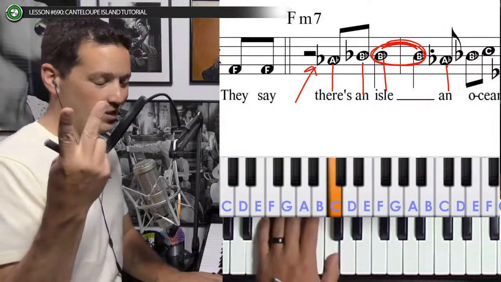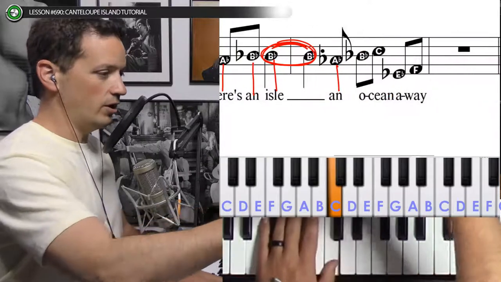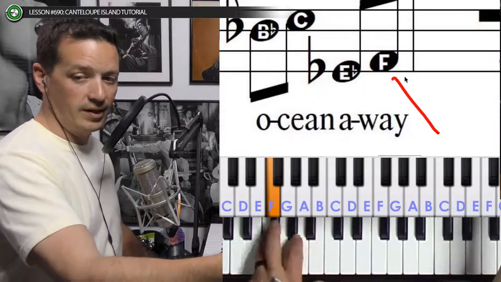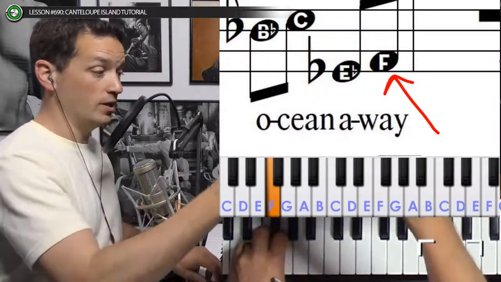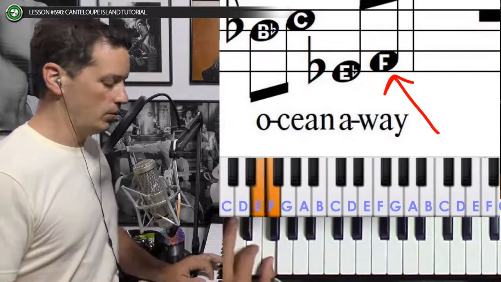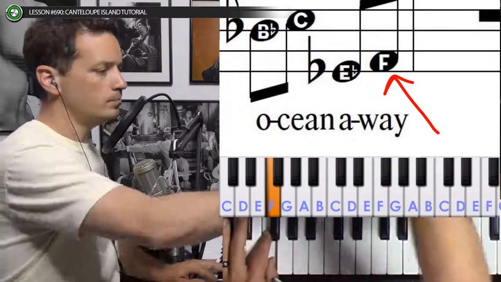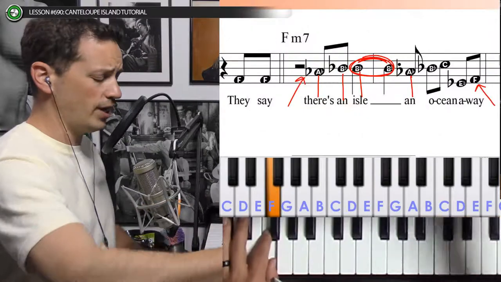Two more notes and we're almost done with this song. This F that we started on is where we're going to end. So that one right there. And right before we play that F, we want to scoop into it from an E flat. So not an E, but an E flat. So we're going to say away. All those notes together along with the track would be something like this.